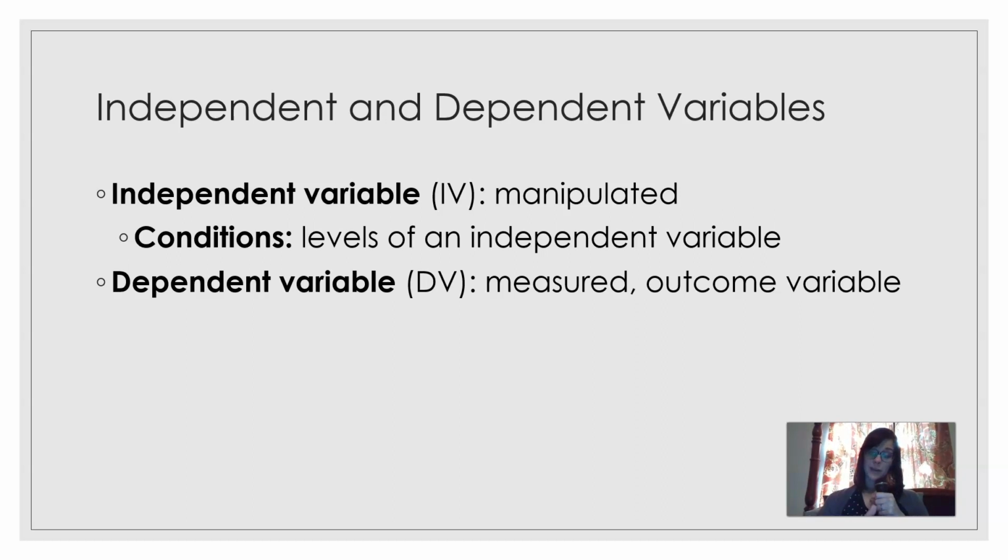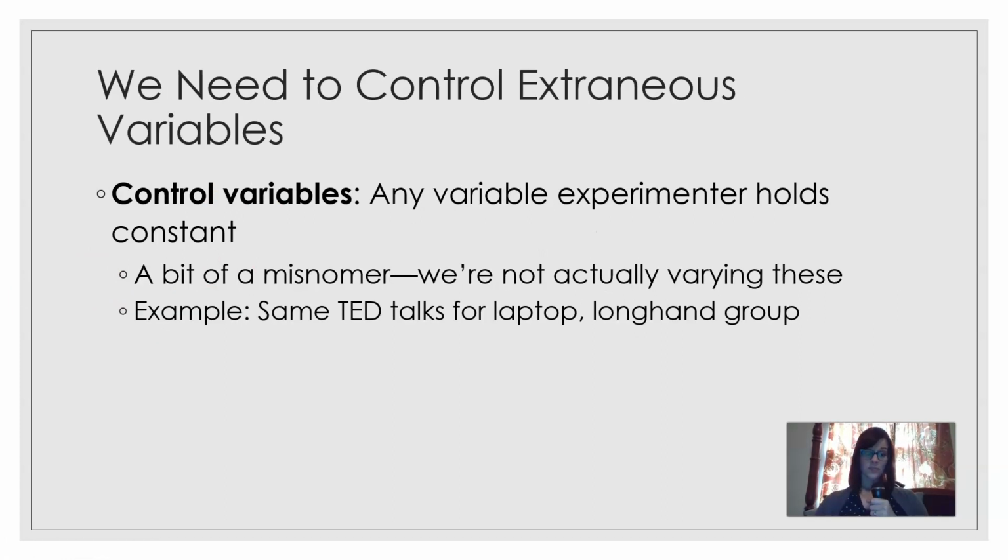Our dependent variable is functioning as our measured variable. It is the outcome that we are looking for. So ideally, if we have an effect and that effect is true, changes in the independent variable, so being assigned to a different condition, will lead to differences in our dependent variable.